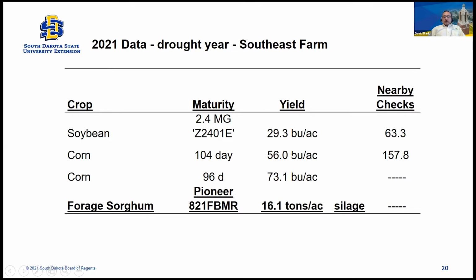Same thing with corn. And when rye was taken out and then double cropped with forage sorghum later in the summer, or early summer, I should say, 16 tons per acre at 65% moisture for silage production. So this was done at Southeast Farm by Beresford, 2021 data.